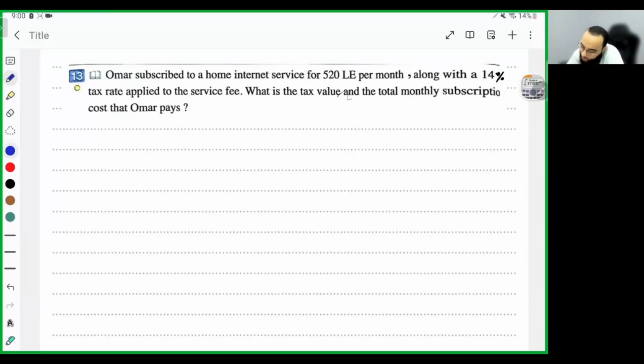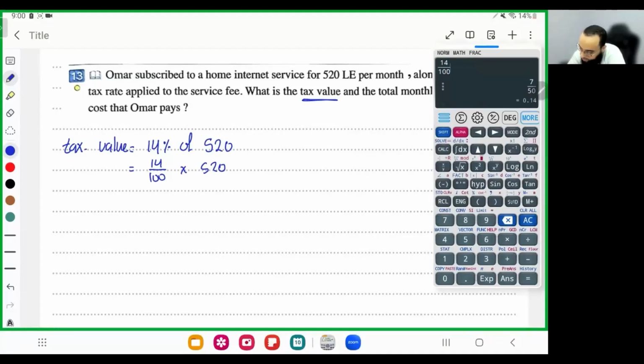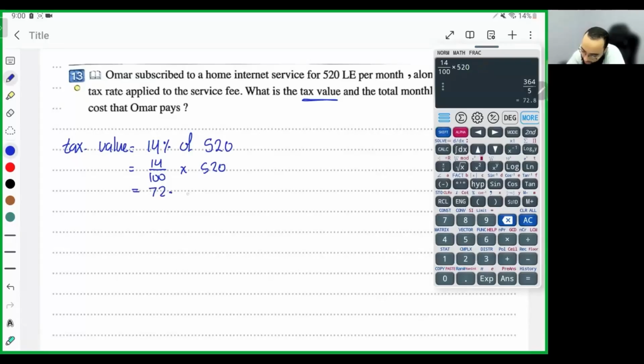What's the tax value? You can do it like that. The tax value equals 14% of 520. It's correct also, you know, it's 14 over 100 times 520. It's 72.8 LE. Okay? This is the tax amount.